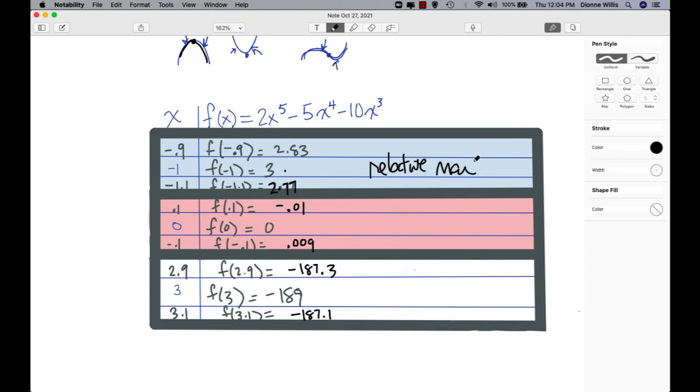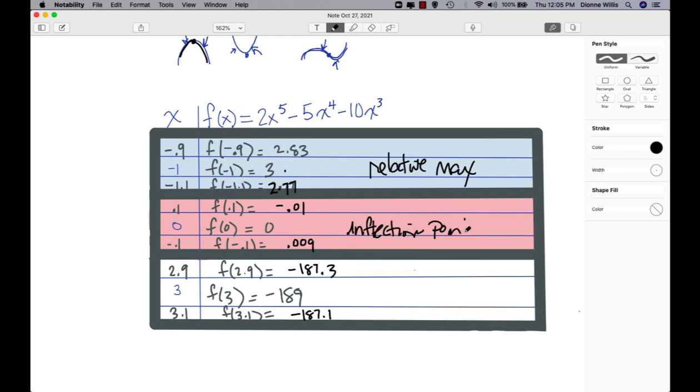We're going to check out this next one over here. If we have 0 and then on one side it's less than that value and on the other side it's greater than that value, right? So we plugged in 0, we got 0. On one side it's less than, and on the other side it's greater than. We know that we have an inflection point.